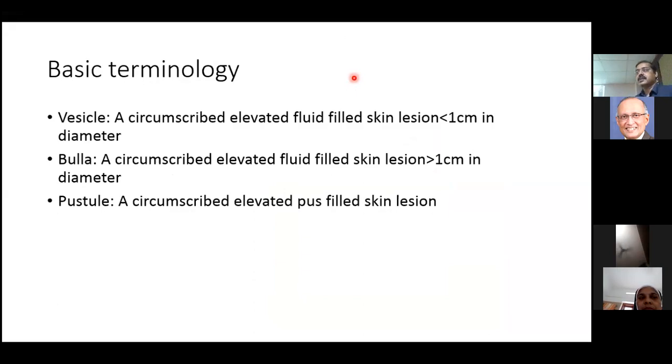Now there are 3 other terminologies. Vesicle: a circumscribed elevated fluid-filled skin lesion which is less than 1 centimeter in diameter. And if it is a circumscribed elevated fluid-filled skin lesion which is larger than 1 centimeter, we call it a bulla. And if it is filled with pus, you call it a pustule. Usually there is no demarcation for the measurement for a pustule. Most of them are under 1 centimeter. But if it is larger than 1 centimeter or they join together, we call them lakes of pus.